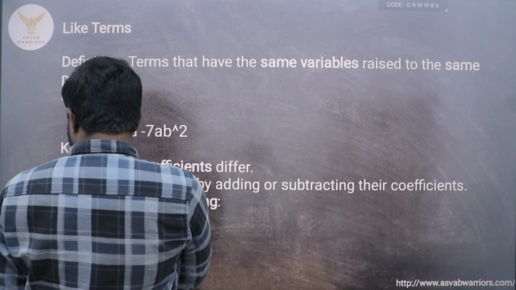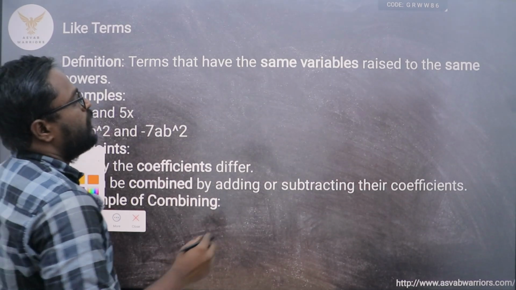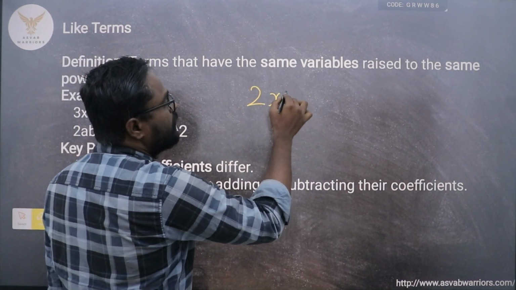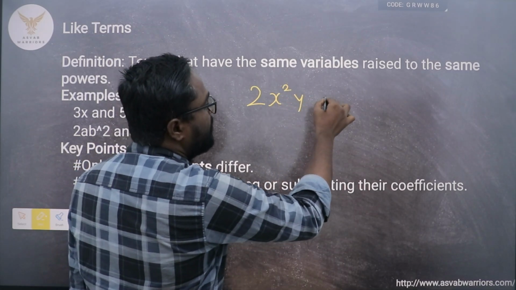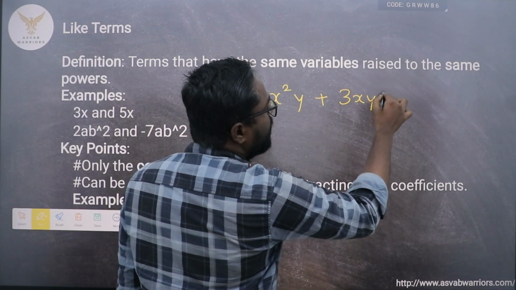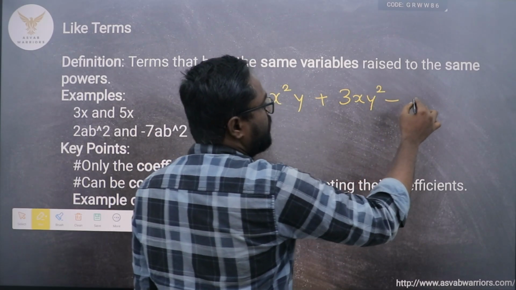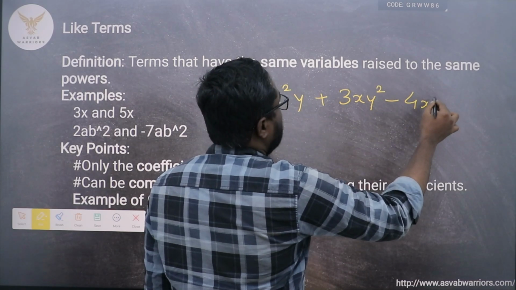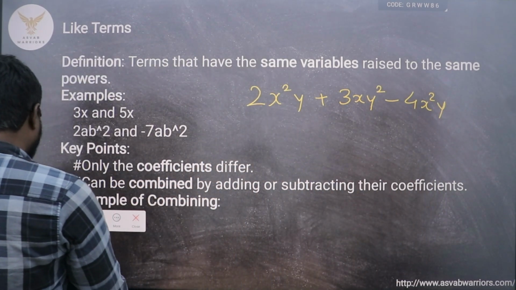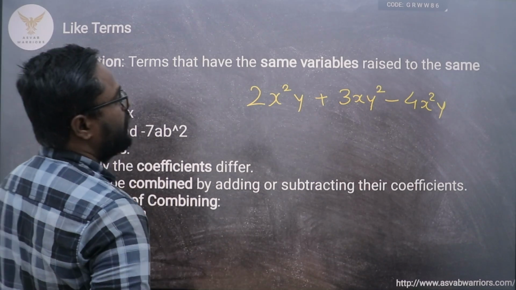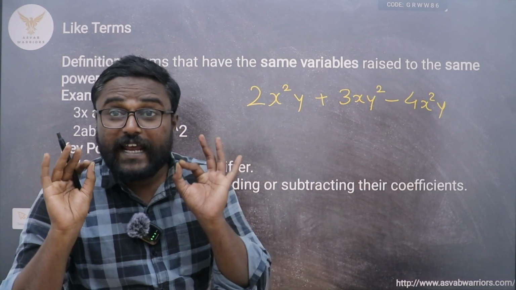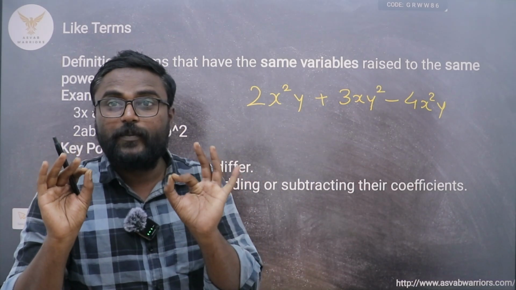Okay, so let me write it down as 2x square y plus 3xy square minus 4x square y. Okay, now I hope you can see this question over here. Now let me see which are the like terms. Remember, you can only add or subtract like terms only.